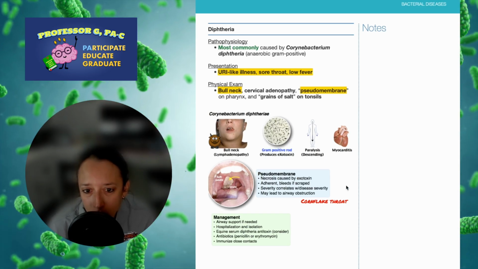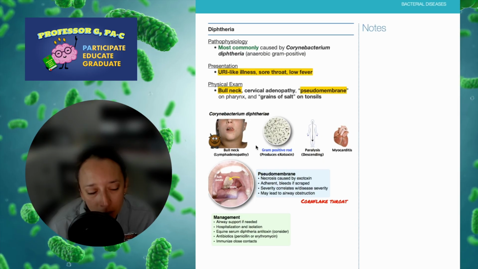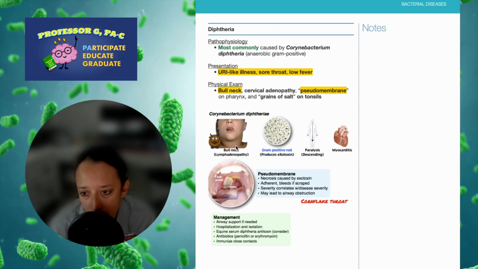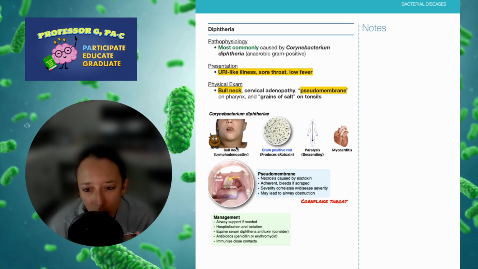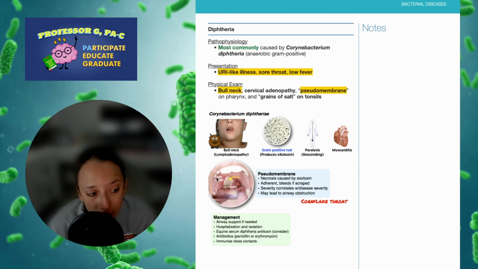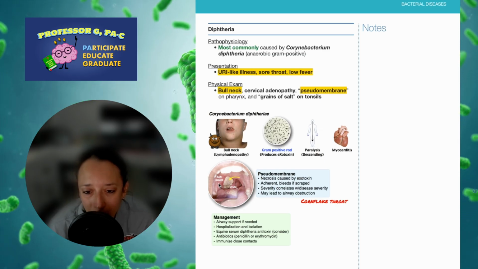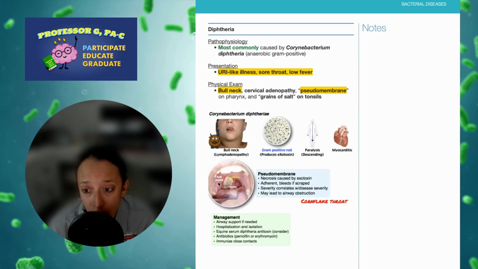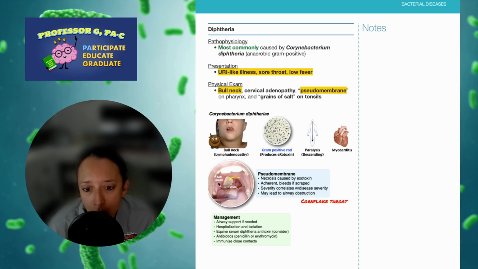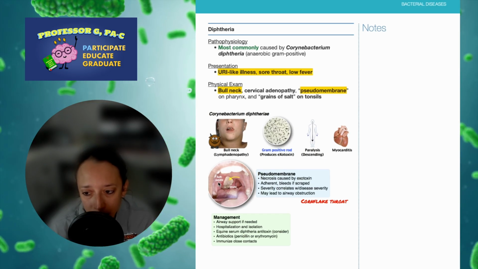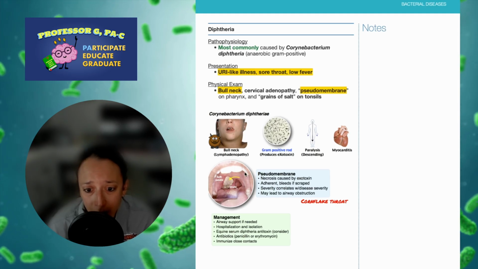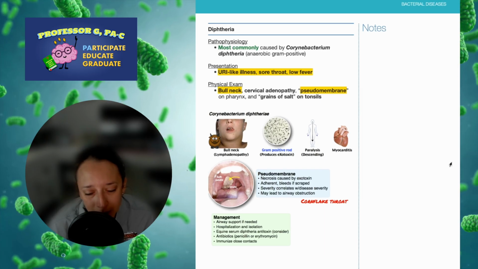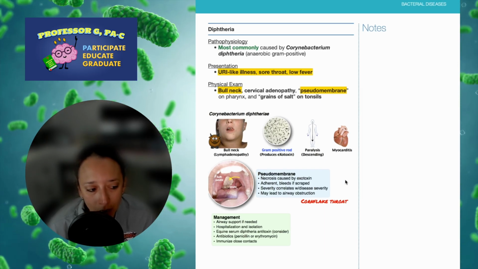On exam, you might also see some other findings. You might see a bull neck, or classic cervical adenopathy. They might describe the pharyngeal coating as grains of salt or cornflake throat. I always think of cornflake throat. Some of the other complications associated with this are myocarditis and neuropathy from the circulating toxin. Management includes diphtheria antitoxin and erythromycin or penicillin. An appropriate tip is if you ever see that gray pseudomembrane that bleeds when you scrape it off, you want to isolate this patient immediately and start the antitoxin.